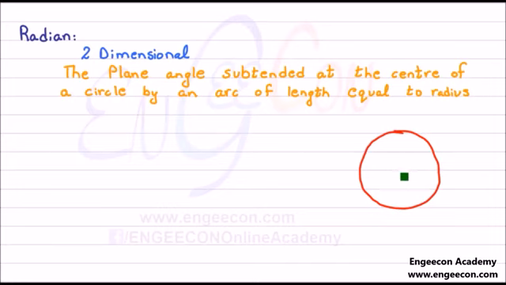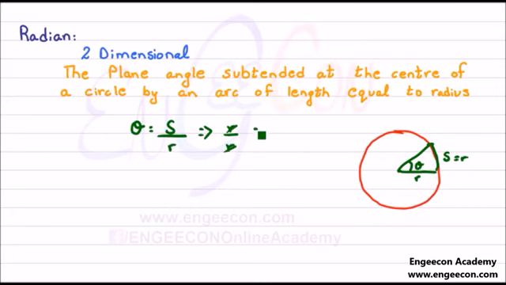For example, here we have the center of a circle, and the radius of the circle is denoted by r. An arc touches the circle which is equal to the radius of the circle. So the angle here is equal to 1 radian, as we know that angle is equal to arc divided by radius. This arc is equal to the radius, divided by r, which is equal to 1 radian.